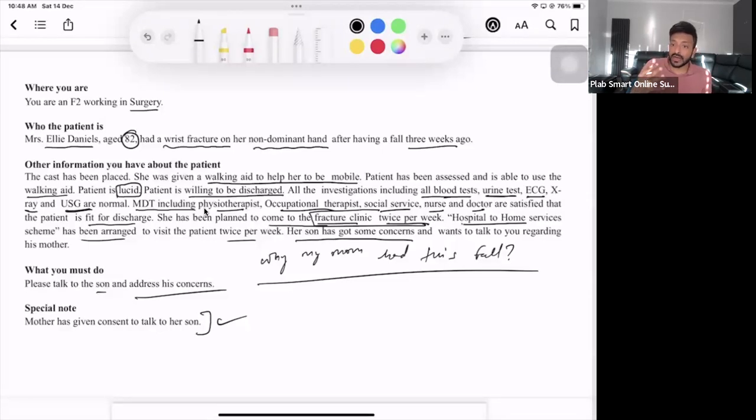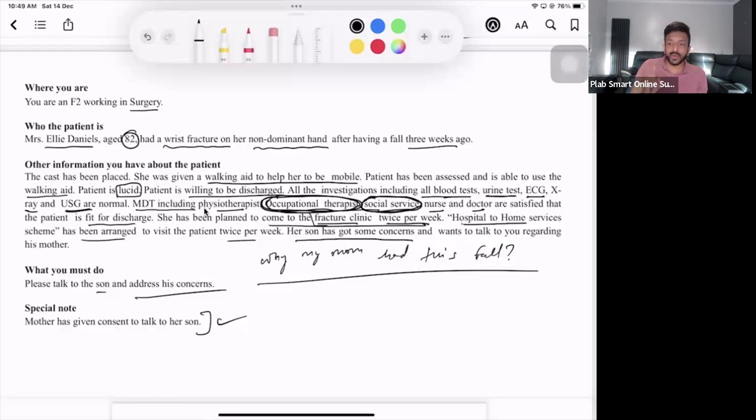The thing is, there are lots of non-medical reasons for a fall as well, like not having enough light in the house, loose rugs or carpets, or slippery floors. And that is why our occupational therapist also visited the house and they have done their arrangements as well, right? So that's how you need to explain. Can this be abuse? Not really, because number one, she's living alone according to the history, and number two, social services are also happy to send this patient home.